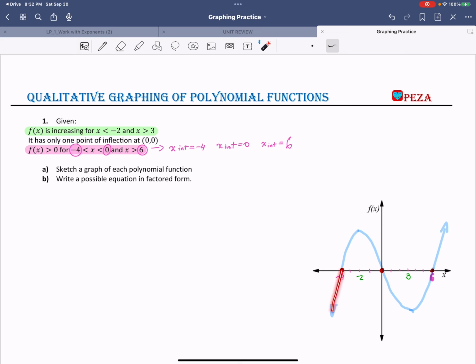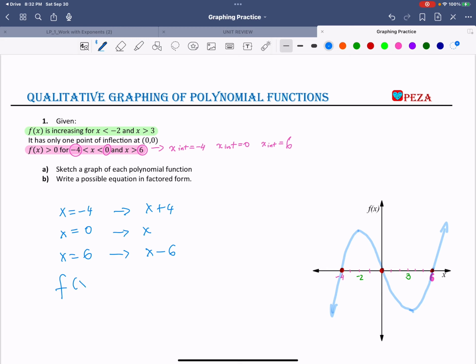So for now, I'm just going to leave the graph of this function as is. And I would say that with roots at x equals -4, 0, and 6, the factors will be x plus 4, x, and x minus 6. And the equation of a polynomial function with indicated zeros will be any member of the family. That's why we have the letter a in there, and then x plus 4 times x minus 6. So that is one possible equation.